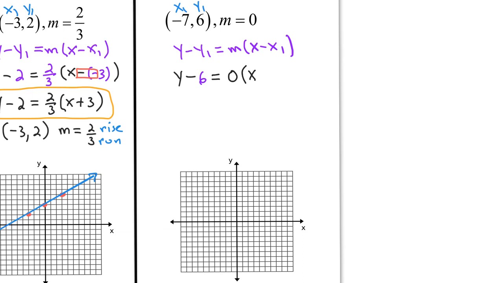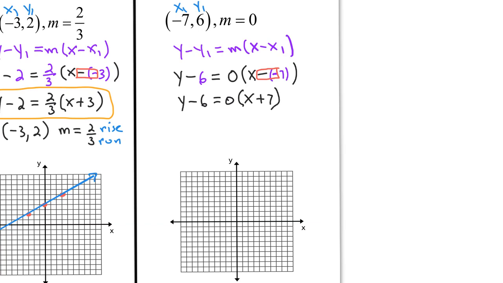quantity of x minus, now my x1 is negative 7, so I'm going to have to use parentheses because I have double negative. Negative 7 goes here, and you will simplify the double negatives. I do have a negative inside this parentheses and a negative outside of that parentheses. So double negative turns into positive. So I'm going to have y minus 6 equals 0 times the quantity of x plus 7.